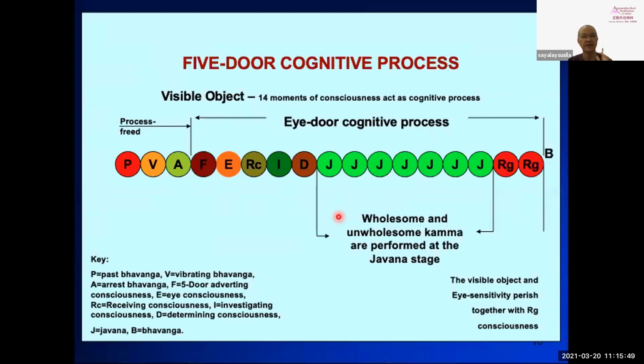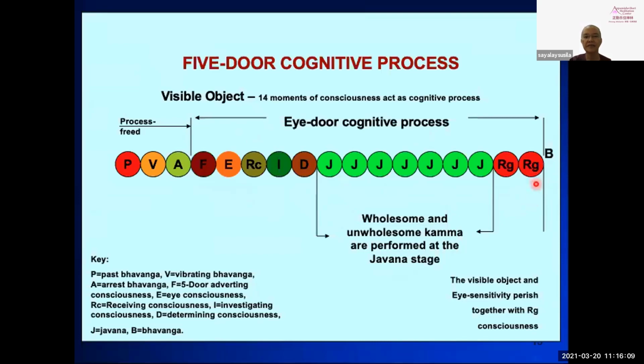So as I say, 5-door up to determining are not so important because they do not involve any karma. But the jhana is very important. Here, wholesome and unwholesome karma are performed at the jhana stage. Okay. Then registration also not important.